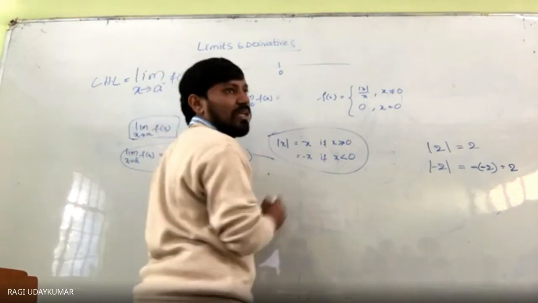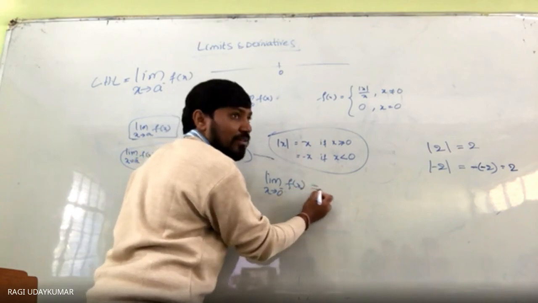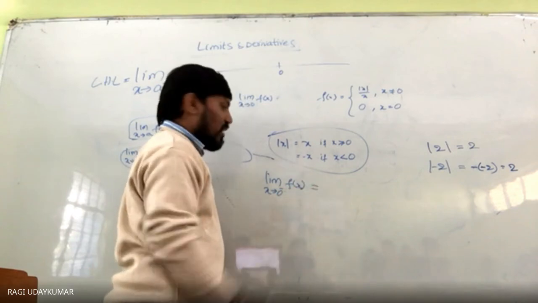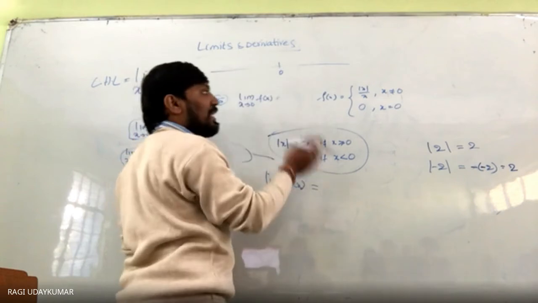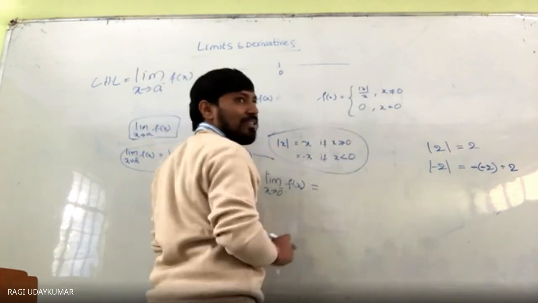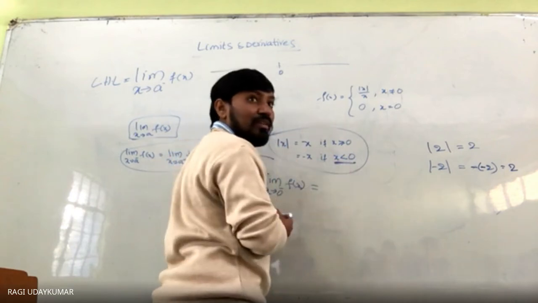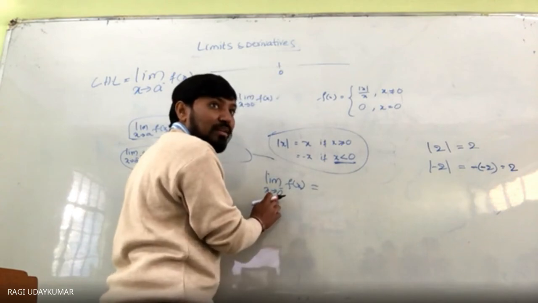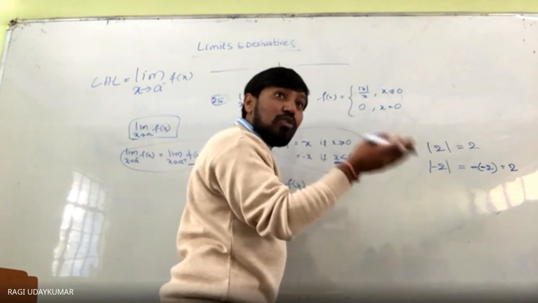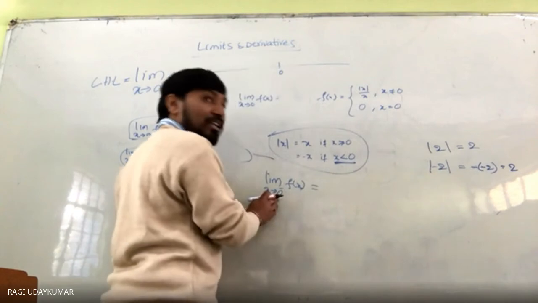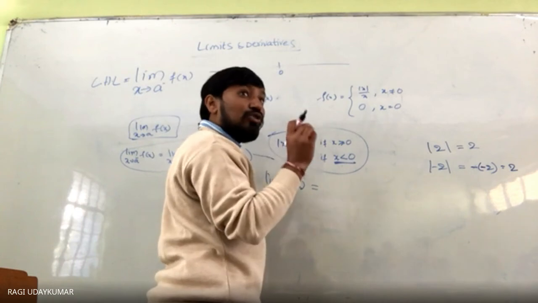Now coming to this one: what is the limit as x tends to 0 minus of f of x? Before that, 0 minus is nothing but the left side, negative numbers. When you take negative numbers, what is the value of mod x? Use the definition when x is less than 0. This means x is negative, only negative, not 0, near to 0 but on the left side of 0.